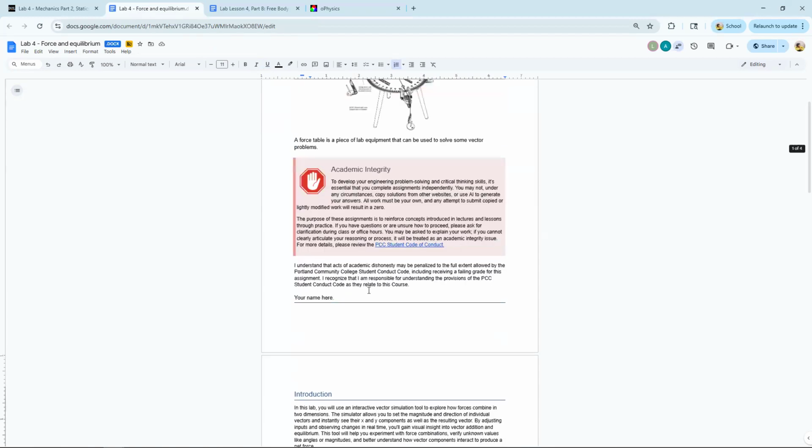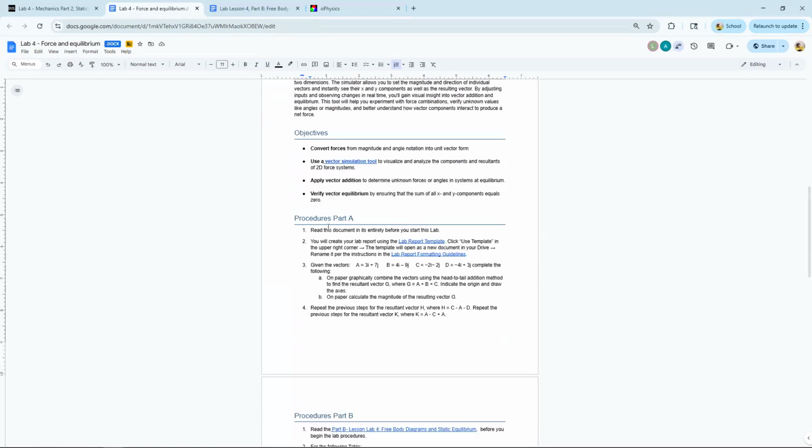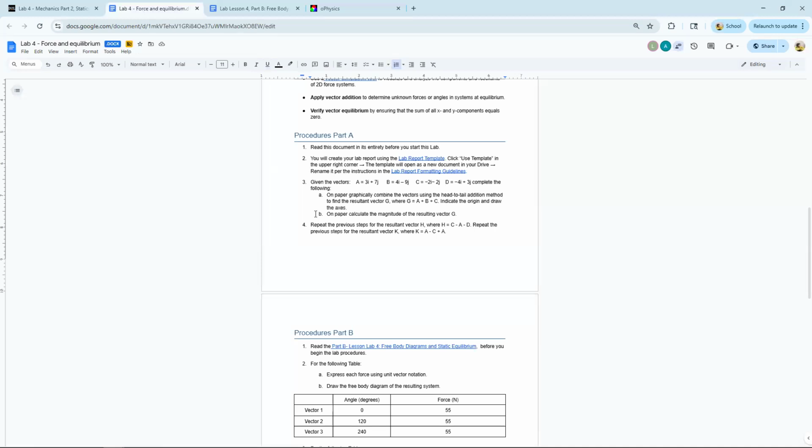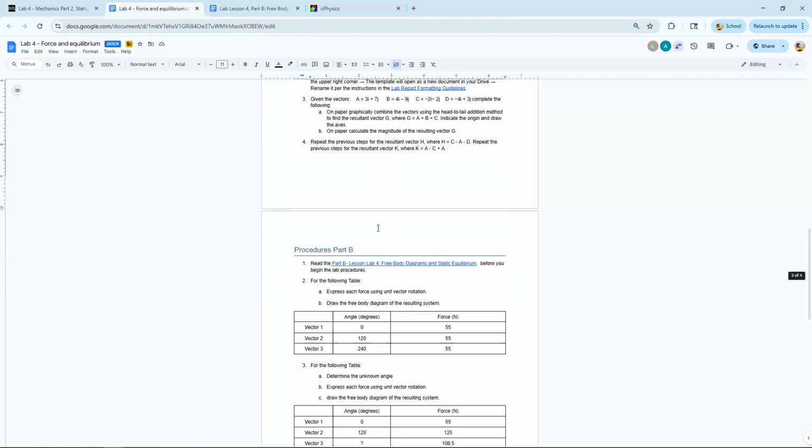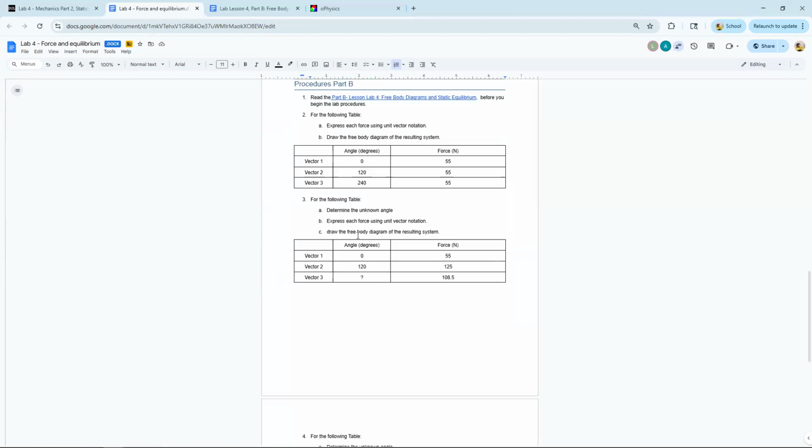So in general, this lab has two different parts. In part A, you are going to just graphically show the resultant vector. When we have these vectors, you are going to draw them and graphically find vector G, vector H, and vector K here. And for procedure part B, you are going to use the simulation, convert all vectors from magnitude and angle to I and J unit vector form, and after that, find the unknown values and draw a free body diagram for each part of procedure B.